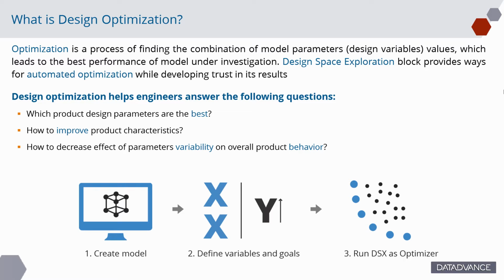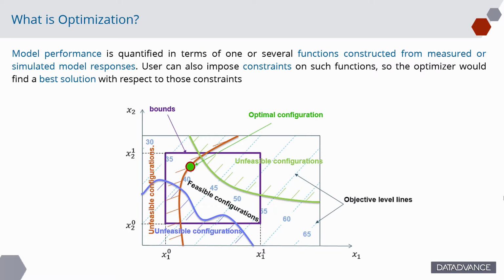Design optimization helps engineers answer the following questions: which product design parameters are the best? How to improve product characteristics? How to decrease the effect of parameter variability on overall product behavior? Model performance is quantified in terms of one or several functions constructed from measured or simulated model responses. The user can also impose constraints on such functions, so the optimizer will find the best solution with respect to those constraints.